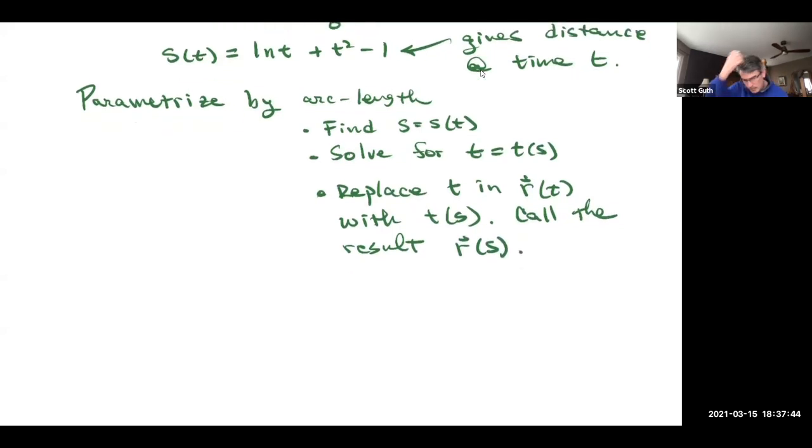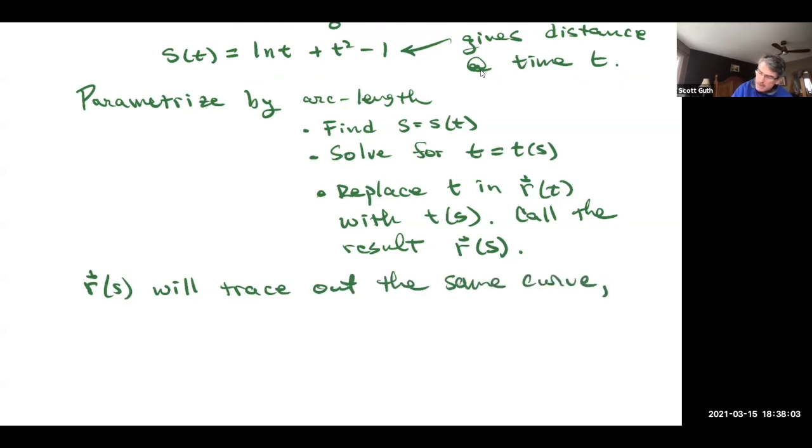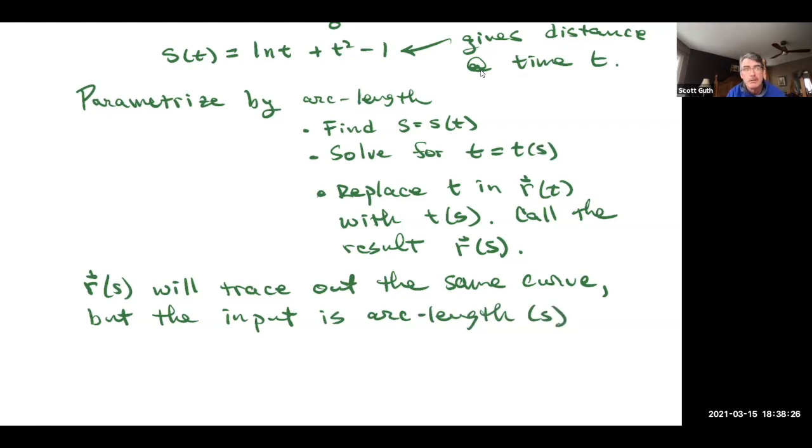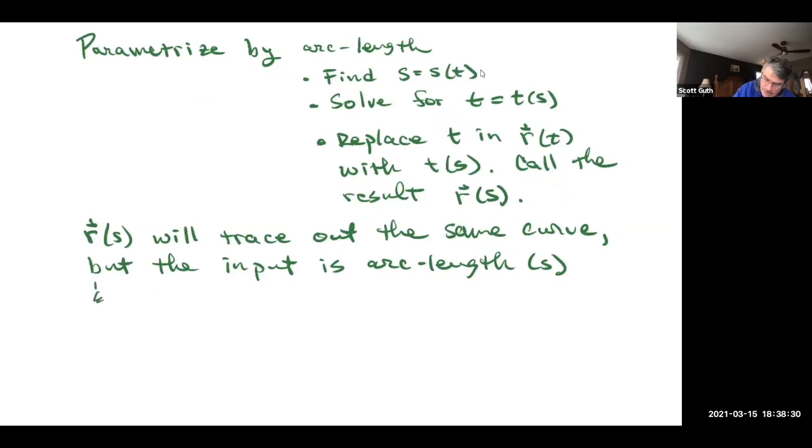So r of s will trace out the same curve, but the input is arc length, and the output is position after traveling that length.